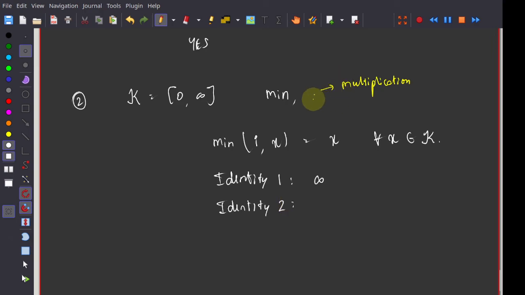Again, it's standard multiplication. So in this case, the identity is 1. Again, it is closed, it is commutative, multiplication is associative, and there's an identity. Now what about distributive?